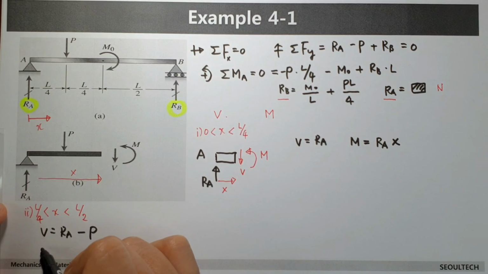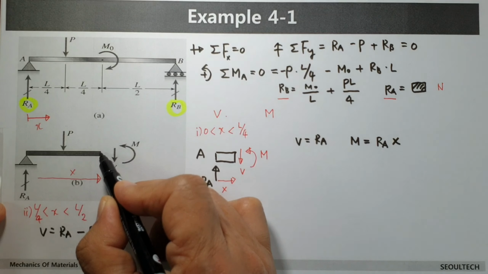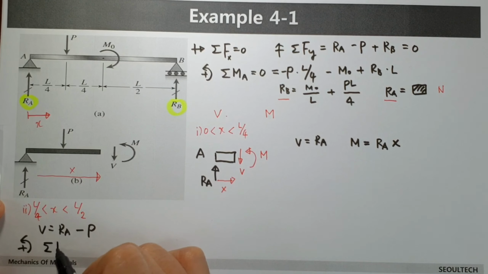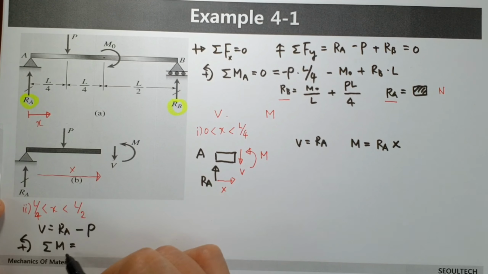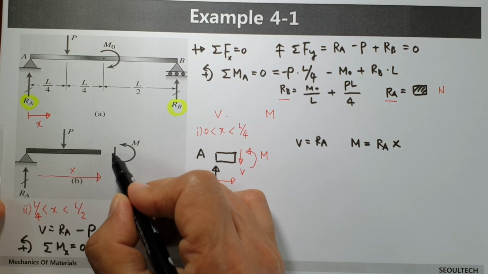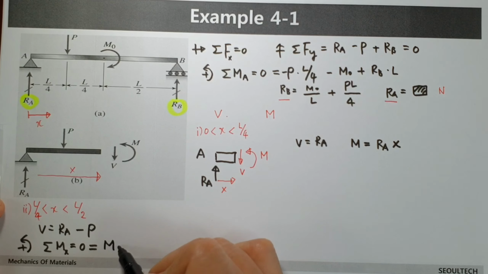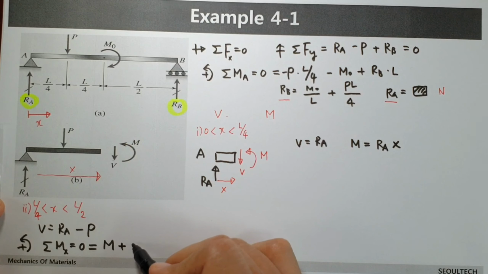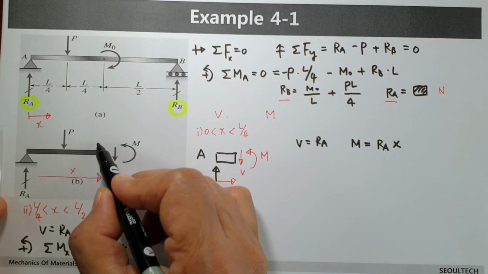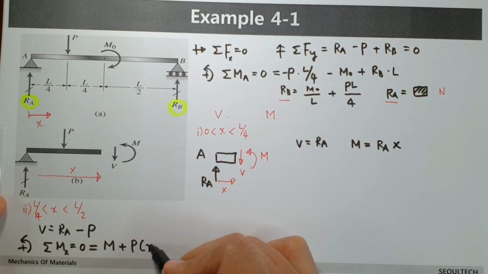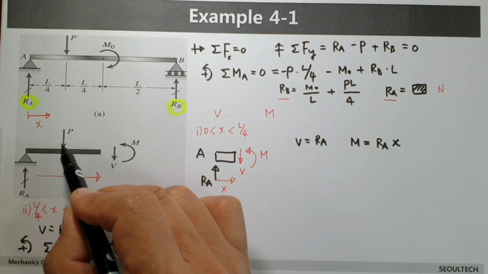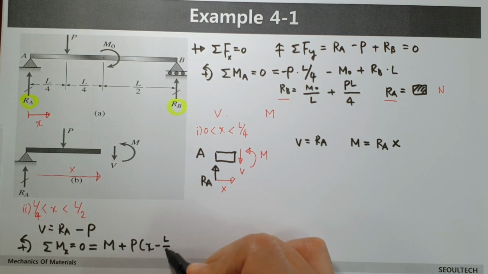Okay, next. When you think about moment, let's say this one is positive. Moment M equals, at this point x, V is deleted, M plus P times this distance. This distance is x minus L over 4.